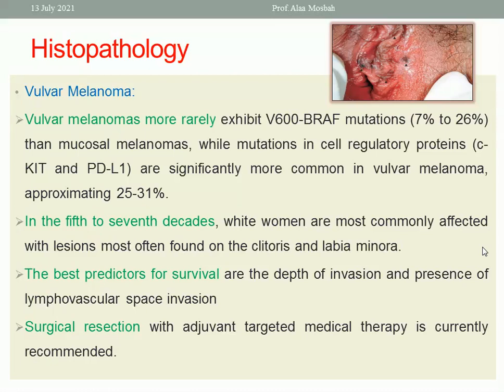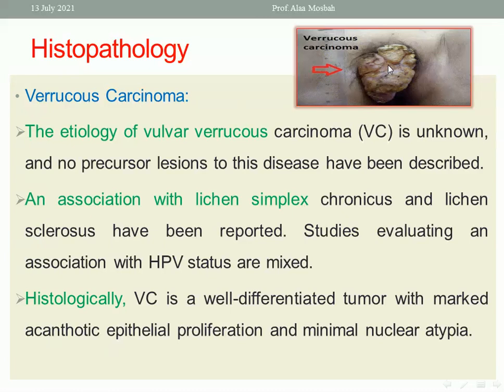What about verrucous carcinoma? In this picture, the etiology of vulvar verrucous carcinoma is unknown, and no precursor lesion to this disease has been described. An association with lichen simplex chronicus and lichen sclerosus has been reported. Also, some studies are evaluating an association with human papillomavirus status, but it is not proved yet. Histologically, verrucous carcinoma is a well-differentiated tumor with marked acanthotic epithelial proliferation and minimal nuclear atypia.